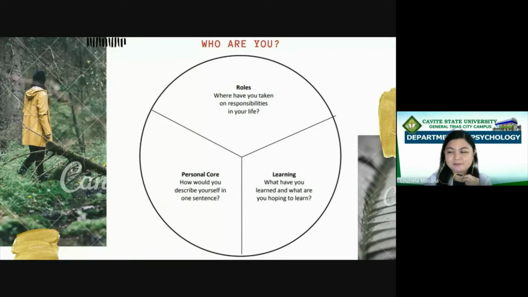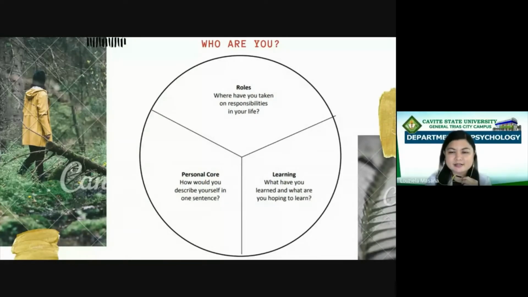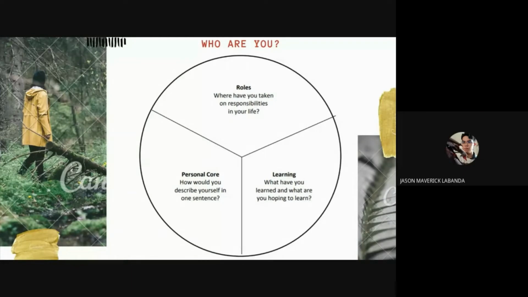Jason Maverick. Jason, what have you learned and what are you hoping to learn? I have learned sa life po, ma'am, na people are not what they seem. Minsan, outside appearance can be deceiving. They can look good and saint and all, but deep inside they're not what they look to be, ma'am. Parang don't let your guard down lagi all the time. Always be prepared and expect the unexpected. Hope for the best, but always expect the unexpected po.